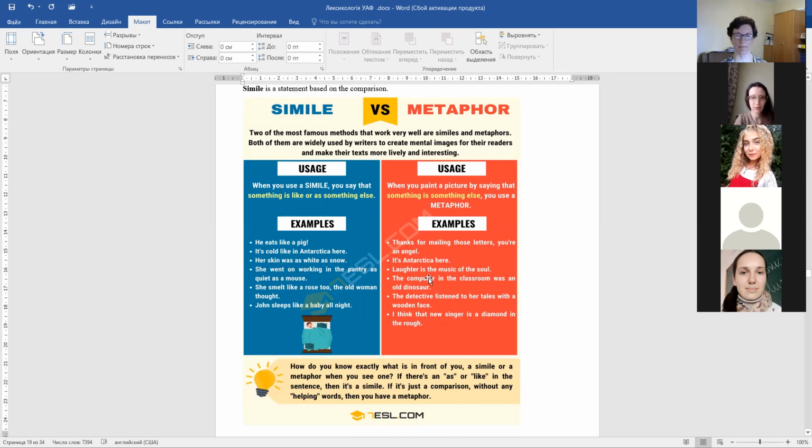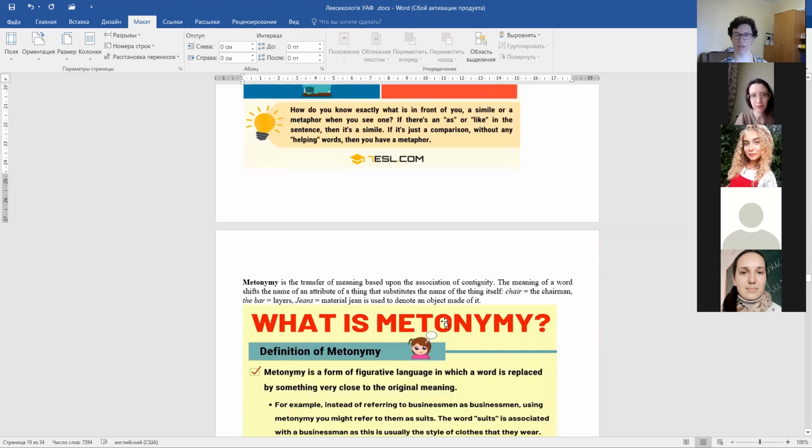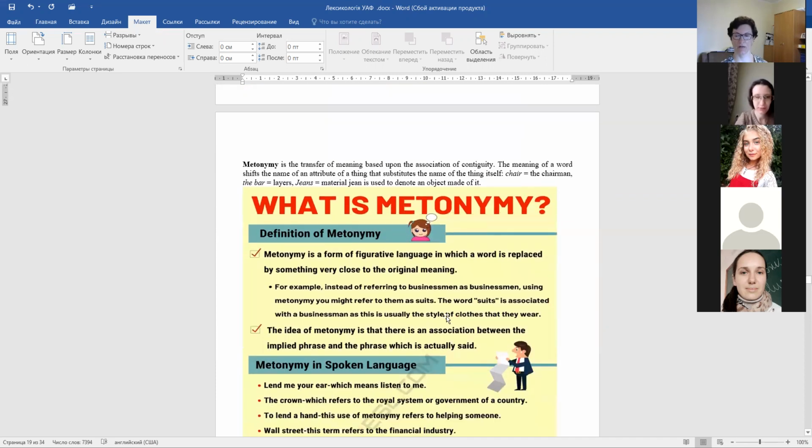Natasha, give me your example. He is like a bear. He is a bear. Yeah, he is just a bear, meaning he is big, rough, and so on. Good. Okay, Marin, metonymy.